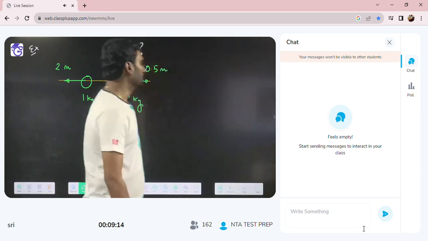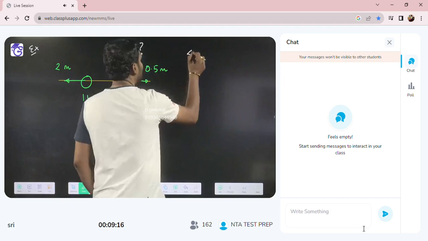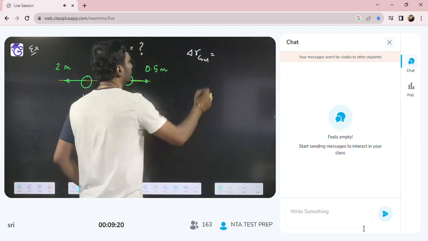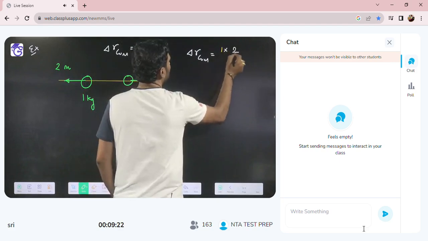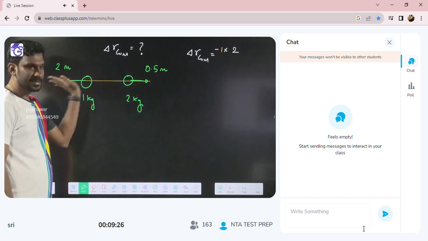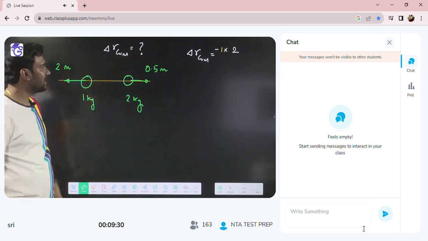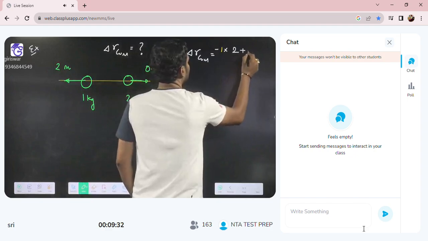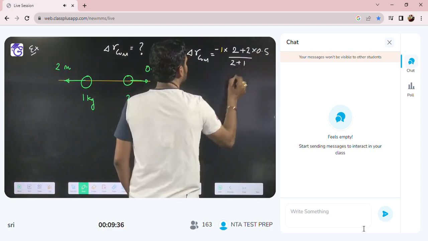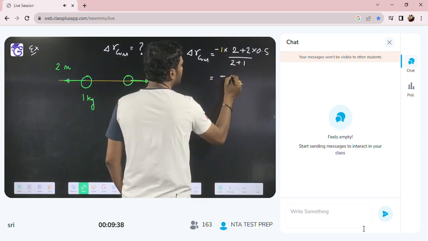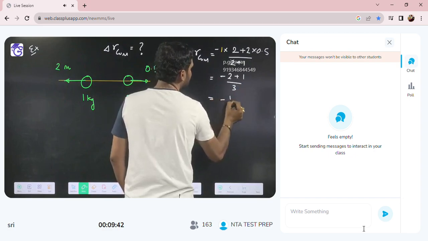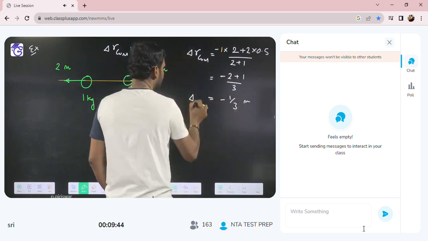Let's see. Chalo. So same formula: delta R center of mass is equal to M1 R1. What is M1? 1. 1 into 2, but with a minus sign, because this is opposite. This is the negative x-axis, so I have to put a minus sign there. Plus 2 into 0.5, divided by 2 plus 1. So it is coming minus 2 plus 1 divided by 3. So your answer is minus 1 by 3 meter.